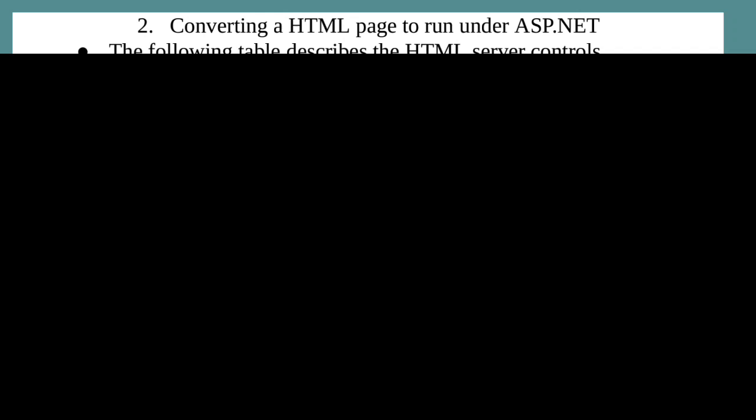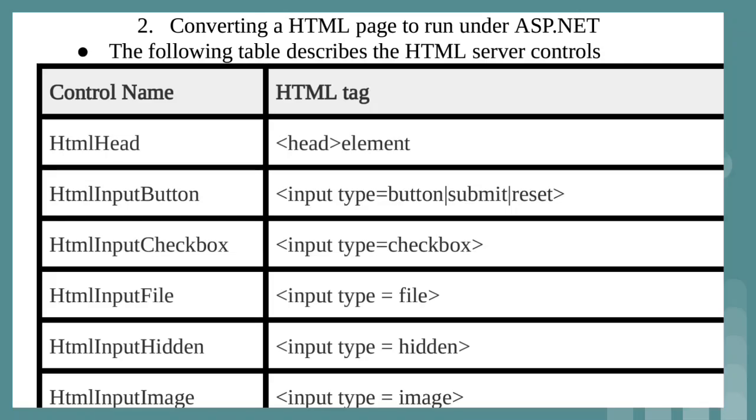So these are the basic HTML server controls which are available in ASP.NET. The first control is HTML head. The head tag which is present in an .aspx page is nothing but an HTML server control. Then we have HTML input button. We have not used this particular tag, but if you want to take input from the user, then input type equal to button can be set, or input type equal to submit or input type equal to reset. So we have these three types of buttons. Then the next control is HTML input checkbox, input type equal to checkbox.